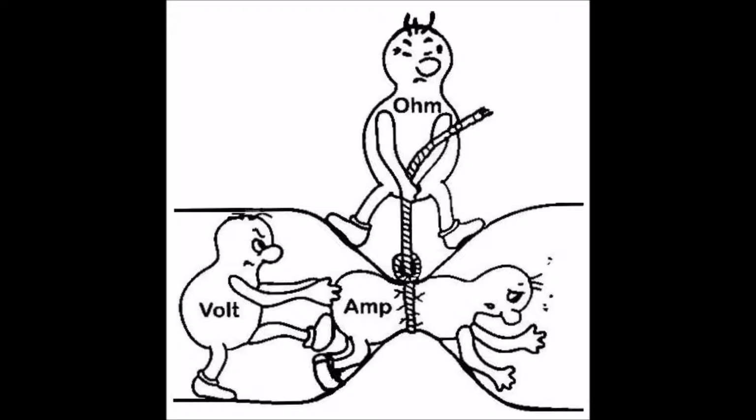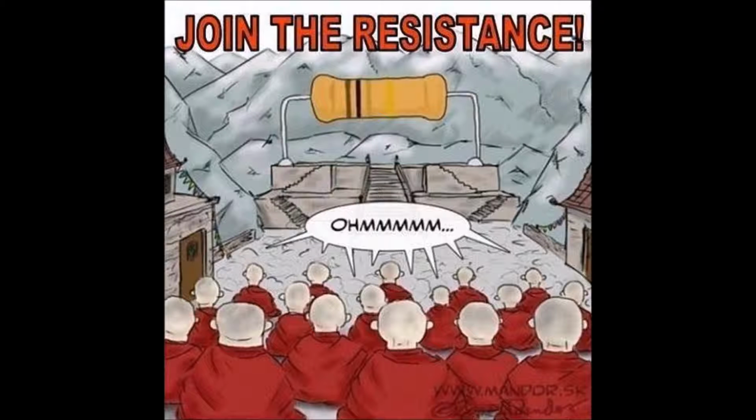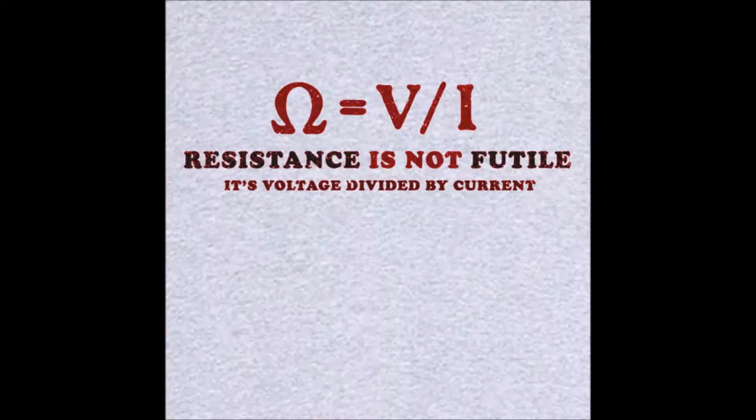Electrical resistance is a force that opposes the flow of current in a circuit. In order to overcome the resistance and allow current to flow, a potential difference or voltage is applied. Resistance is measured in ohms, and it can be calculated using Ohm's law. Resistance equals voltage over current.